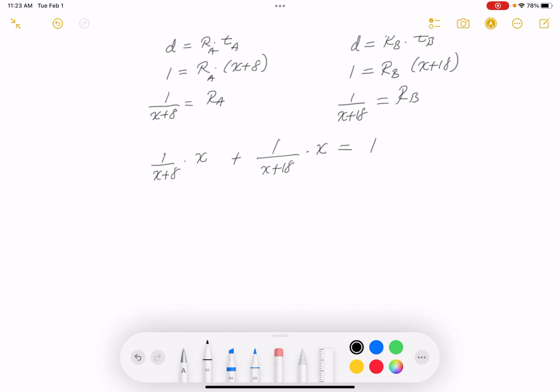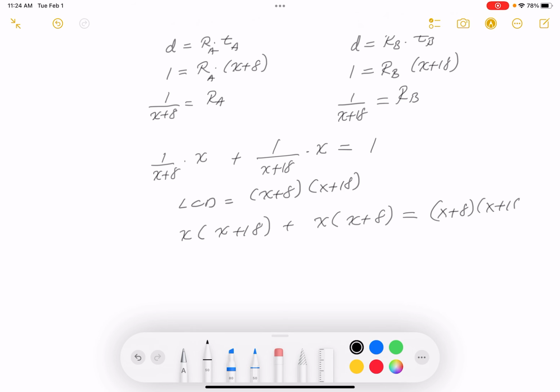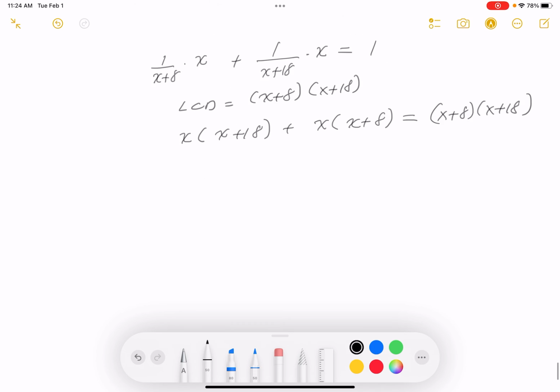What I'm going to do, though, is simplify it by multiplying both sides by the LCD. And the LCD is going to be X plus 8 times X plus 18. All right, what do you get over here? You get X times X plus 18 plus X times X plus 8 equals X plus 8 times X plus 18. I got to do some algebra now. And the way I'm going to do it might be different than the way you do it, but the outcome's going to be the same.